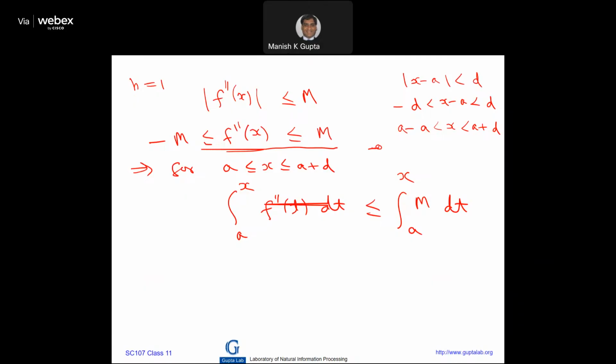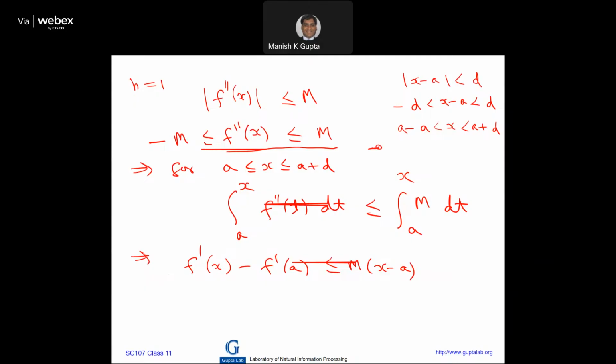Okay. Now that means f dash of x minus f dash of a less than or equal to capital M times x minus a. Agree? This is simple because integrating the double derivative gives f dash of t, right? And then plug in the values of the limit, right? Is it understandable? This is not a difficult task; this is actually high school mathematics, right?